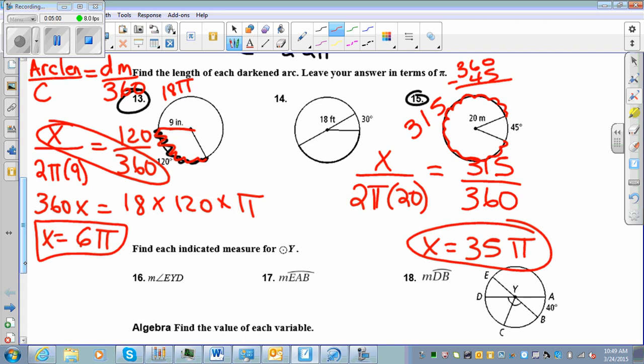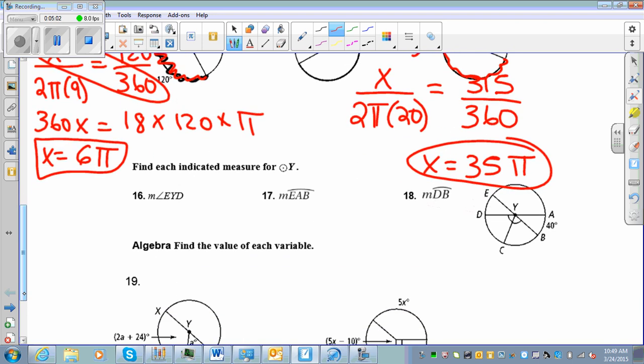Okay. Then I'll go down, trying to do number 17. The question is find each indicated measure. So I just need to find the degree measure of that. 17 is EAB, EAB. So I have to go the other way. EAB is what I have to do.